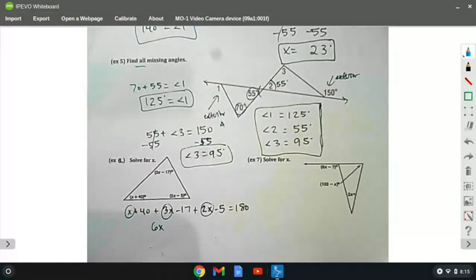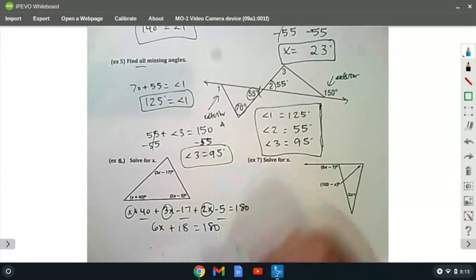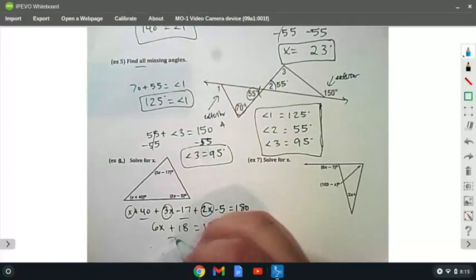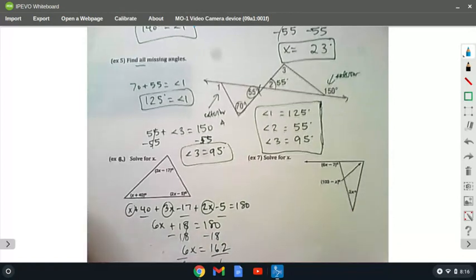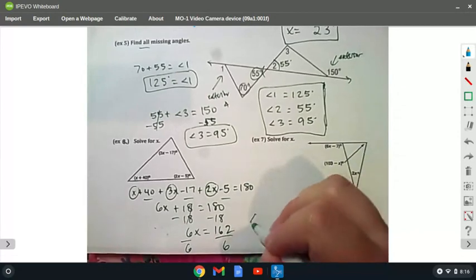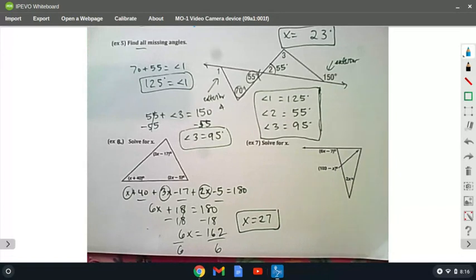Now I'm going to do 40 minus 17. And then I'm also going to take away 5. These are like terms. So that's going to give me 18. Then I'm going to subtract 18 from both sides. I get 162. And then lastly, I'm going to divide by 6 on both sides. And x is 27. All they wanted me to do there was solve for x, so I am done.